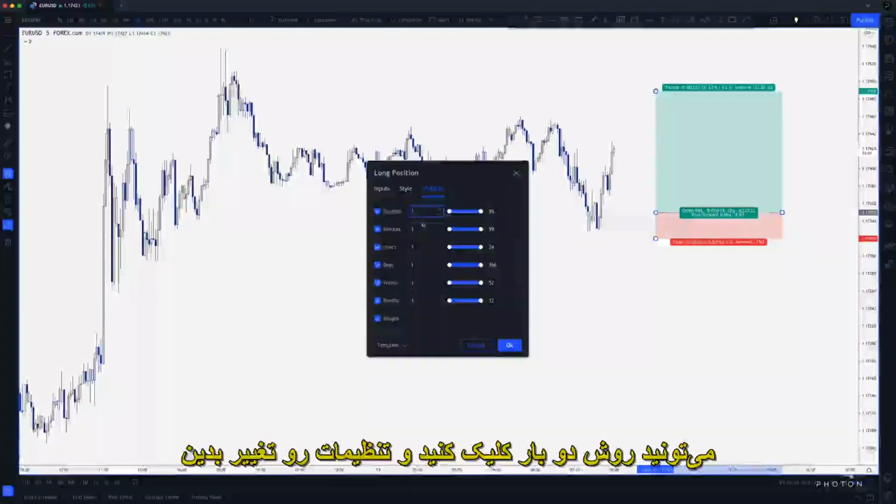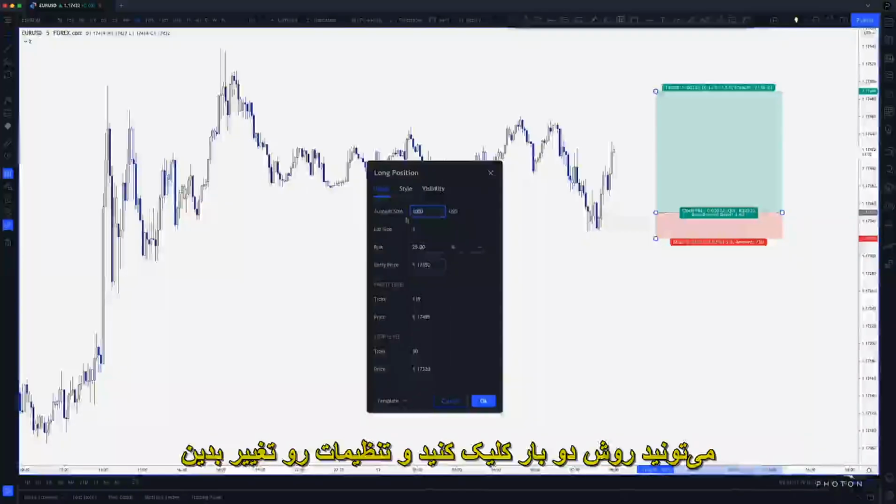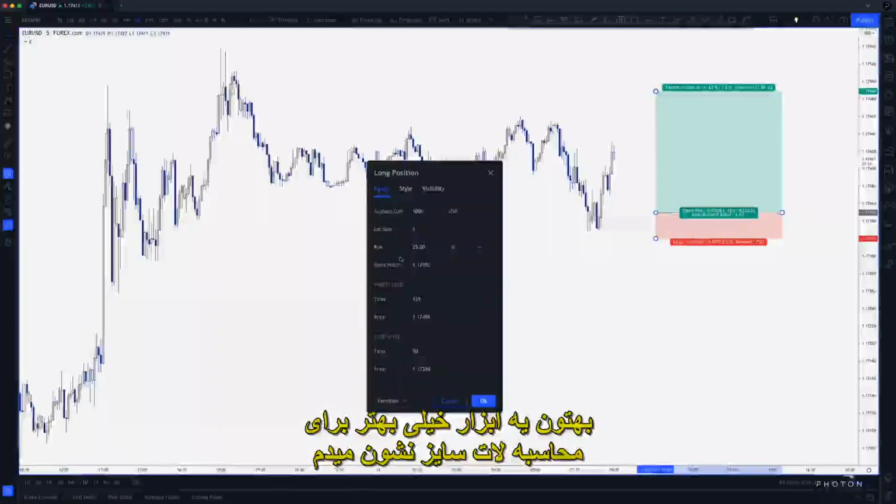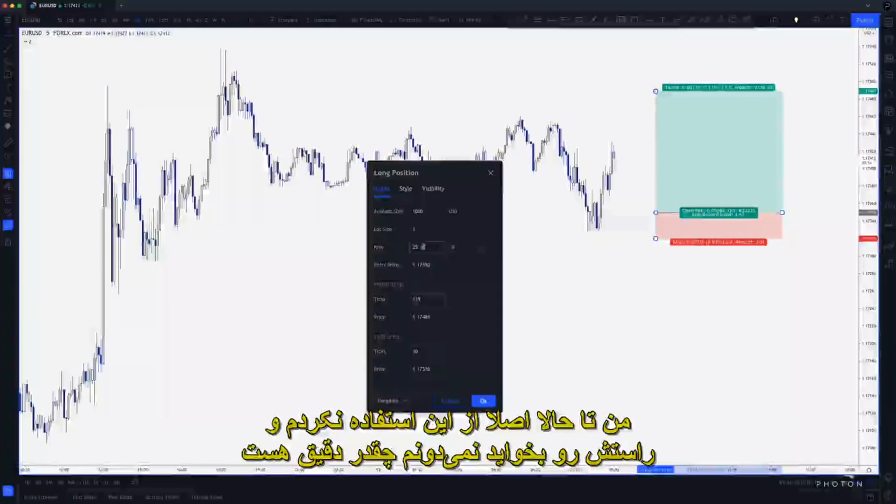You can double click it and open it up, and you can play around with the settings a lot more. I don't use any of this. I wouldn't recommend it. I'll show you a much better lot size calculator to use in a minute. I'm not even sure how accurate this thing is. I've never really used it, to be honest with you.